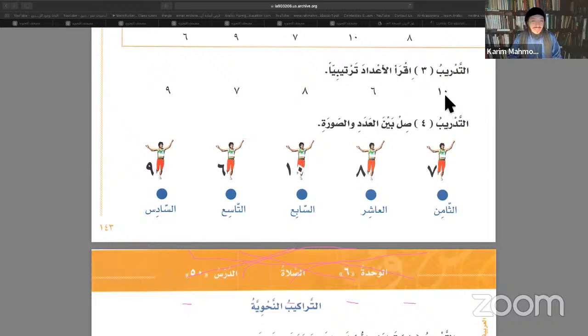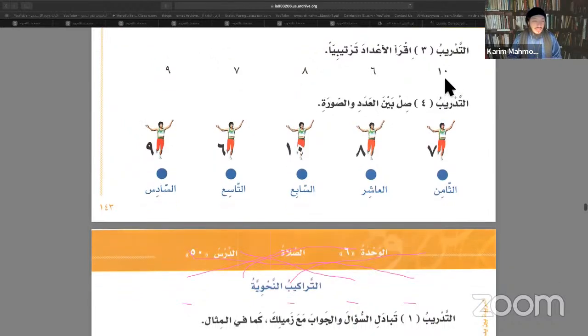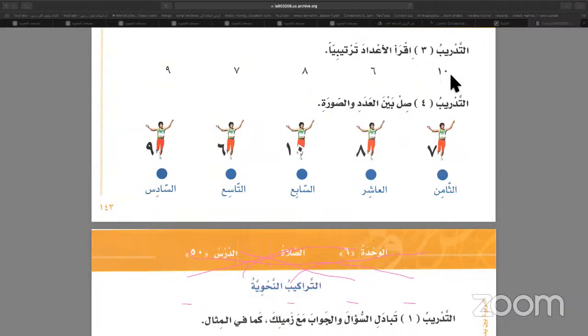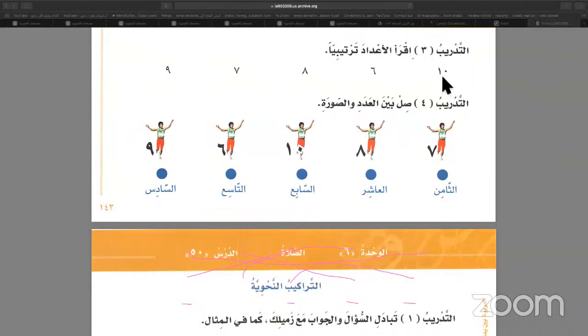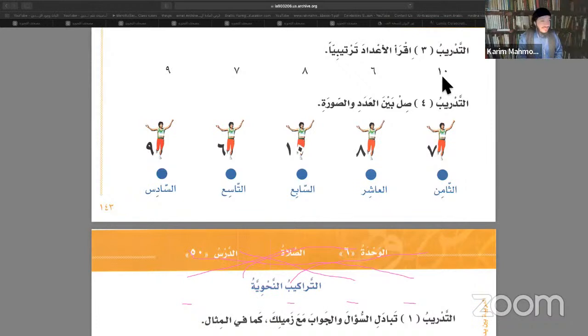I'm going to point at it, and you're going to tell me the ranking of the number. So for example, I pointed this to say a tasa, I pointed this to say a saba, I pointed this to say a thamin, like that. I'm going to point, and I want everybody to say it in one shot. I want the whole class. Okay, you ready? Yes. Nobody knows anything in the class.